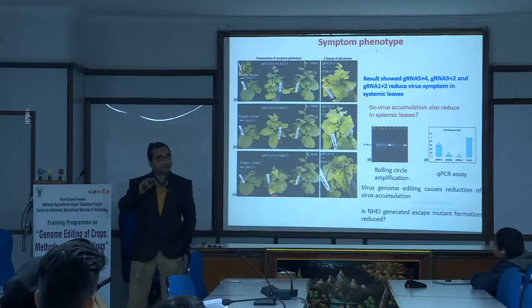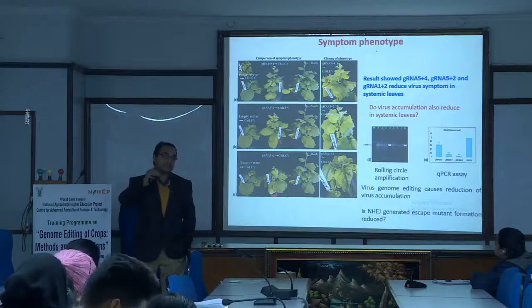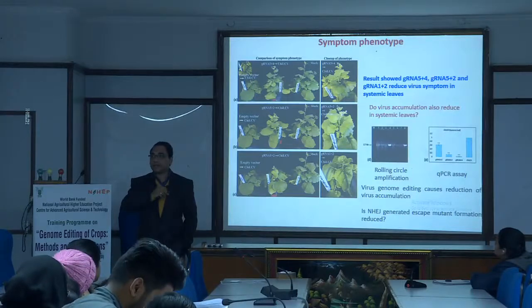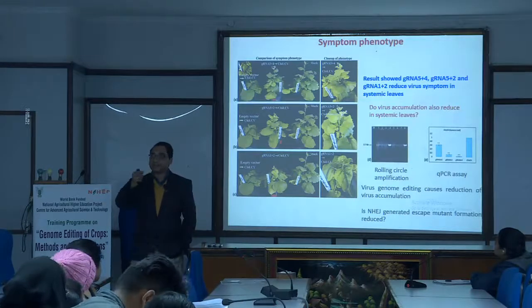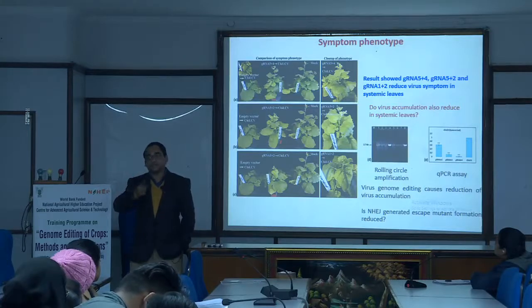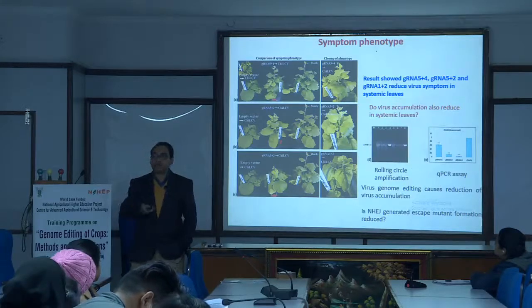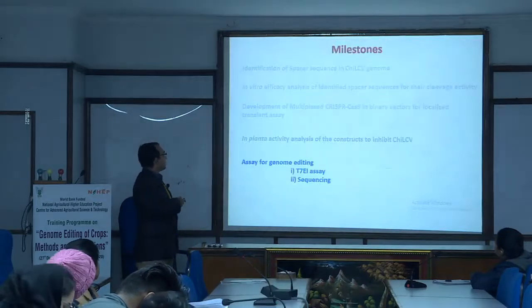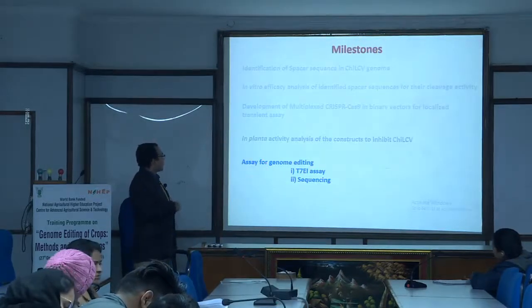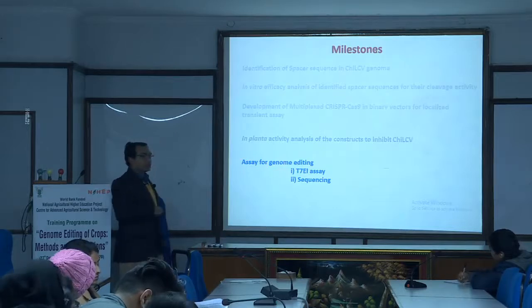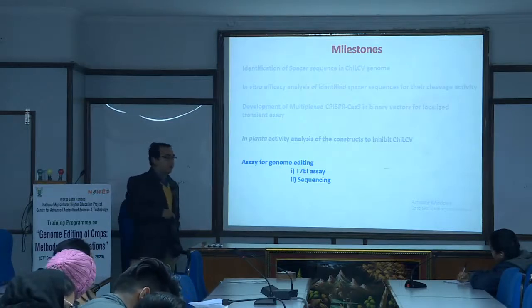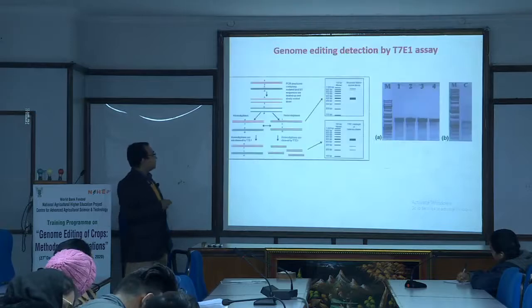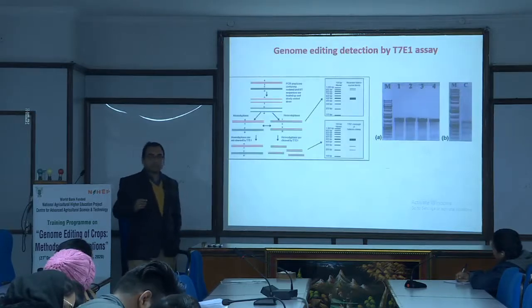So, it is a little bit different from host genome editing, because there we want to see the editing taking place in the chromosome, but here if editing is there and if a mutant is there, that means the virus can withstand that editing. So, we do not want to see any edited virus. The technology is available for that. For that we have to do the assay for the genome editing, which we have done through the T7E1 assay and sequencing. The T7E1 assay will be discussed by Dr.